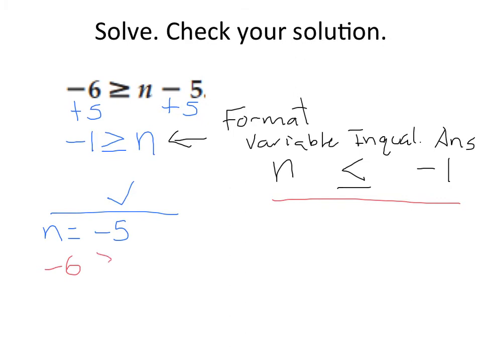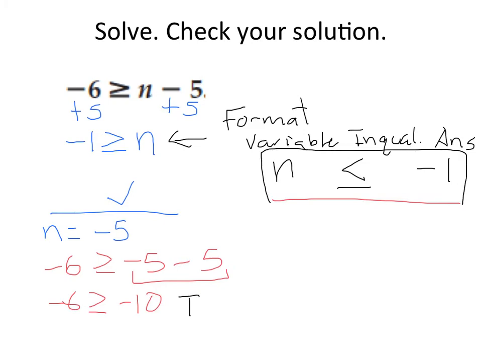So I'm going to plug it in. Negative 6 is greater than or equal to, and now n is negative 5 because that's what I chose it to be. Negative 6 is greater than or equal to negative 10. Is this statement true? It's certainly not equal to, but it is greater than. Therefore the statement is true, so I am pretty sure that is the correct answer.